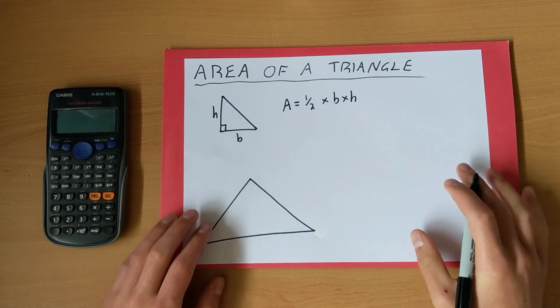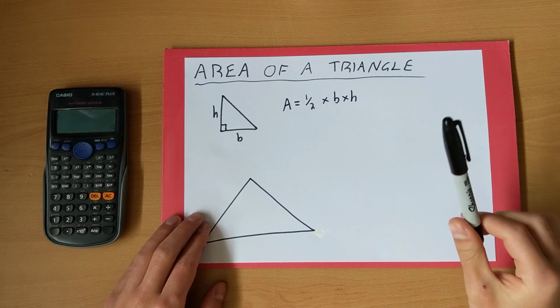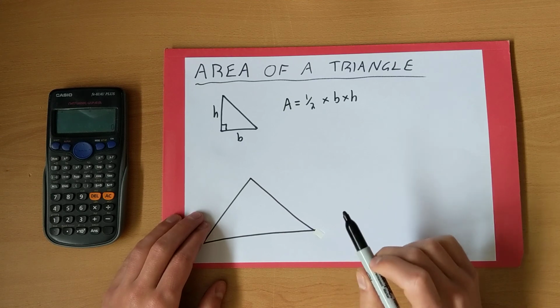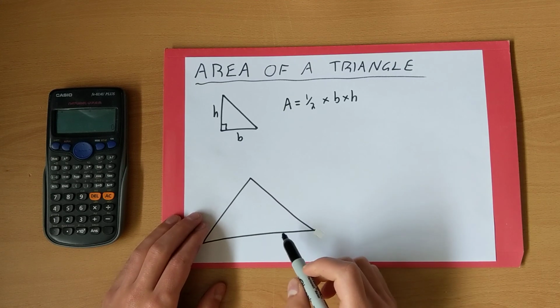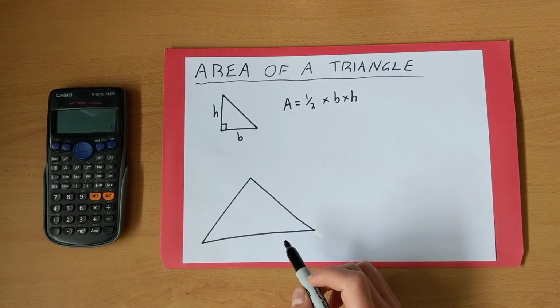So that's going to be our starting point today in this video, where we're going to work out the formula for the area of a triangle that is not right-angled, like this triangle that I've drawn over here. So let's think about how we would do this.